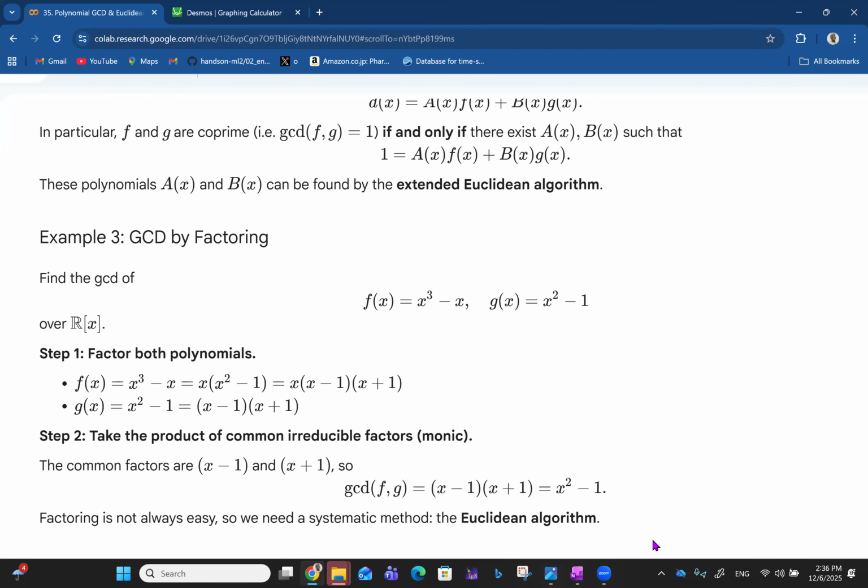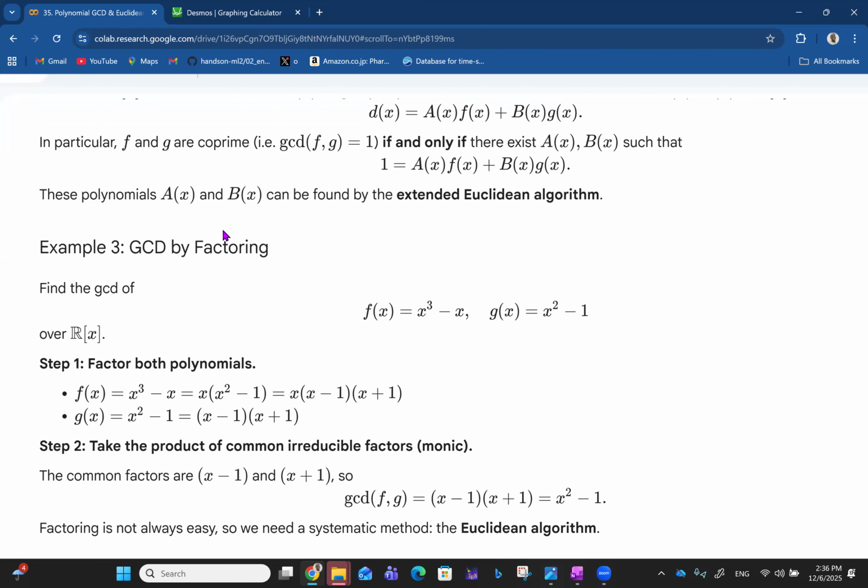Okay. So let's look at GCD by factoring. You have f(x) equals x cubed minus x, and g(x) is x squared minus 1. So we can factor both polynomials. f(x) is x cubed minus x, that's x into x squared minus 1, which is x into (x minus 1)(x plus 1). g(x) is x squared minus 1, which is (x minus 1)(x plus 1). If you take the product of common irreducible monic factors, you see that x minus 1 and x plus 1 are common to both. So the GCD of f and g will be (x minus 1) into (x plus 1), which is x squared minus 1.